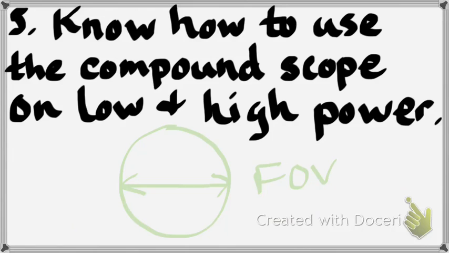So I'll ask you that. What adjustments can you use on high power? Only the fine. What adjustments can you use on the 4x scanning? Both. What adjustments can you use on the 10x low power? Both. What adjustments can you use on high power? Only the fine. Is everybody okay with that idea?